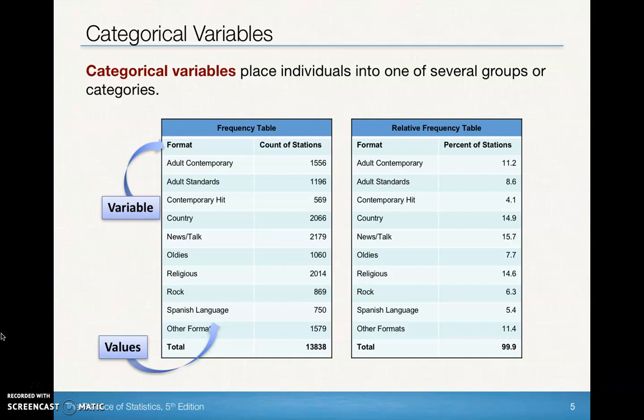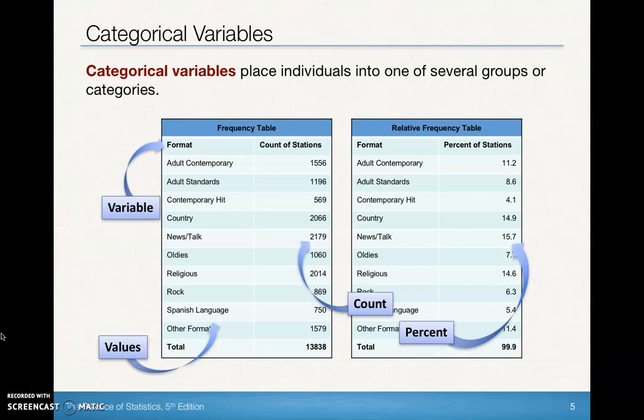And so you've got your values and your variables, and the variable is the format, the type or genre of music. Each value is each different category that something could be placed in. And then you've got the counts, how many stations play that type of music.